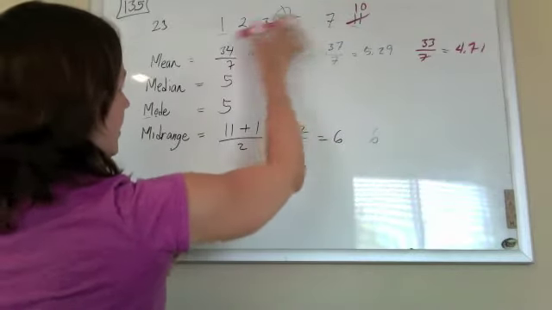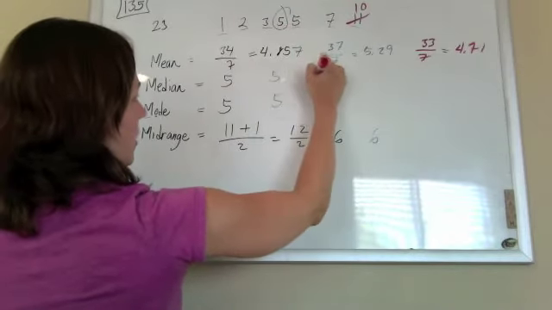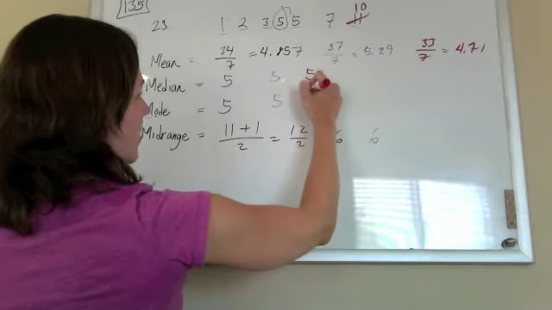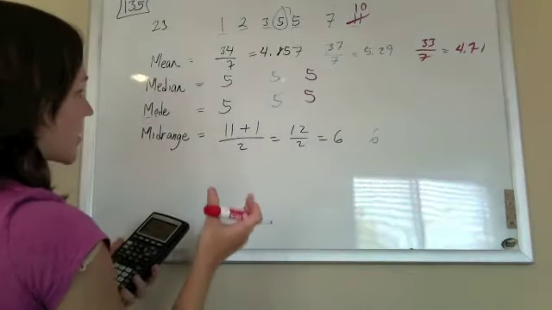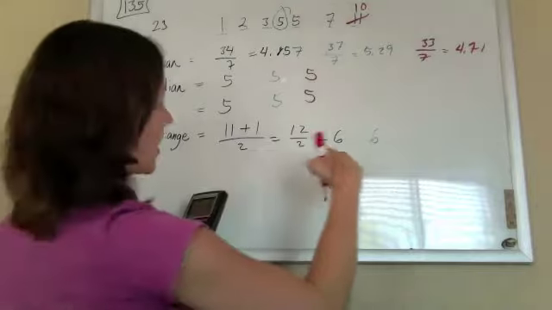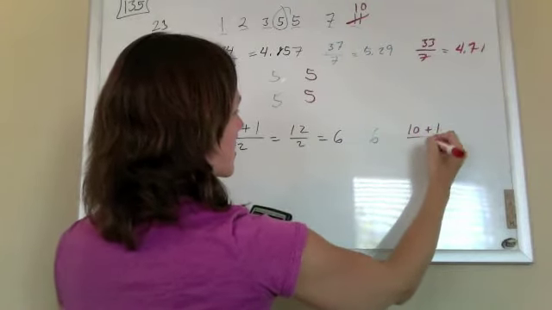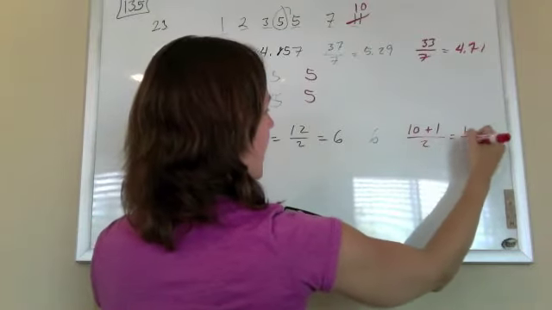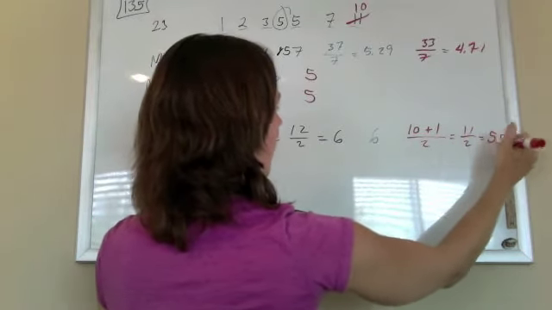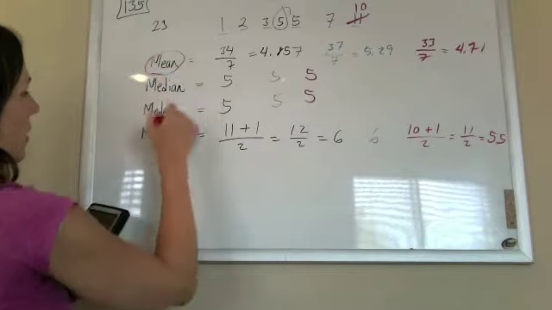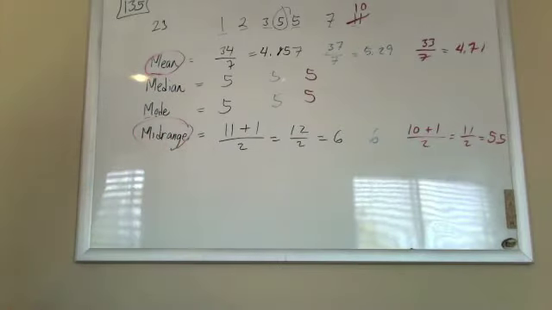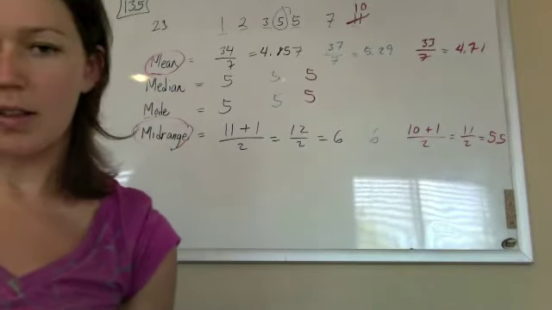The median's still a 5, that's still the middle number. The mode is still a 5 because we didn't add anything else. The mid-range is going to change though, because our highest number is 10, our lowest number is still 1. Divide that by 2, you get 5.5. So the mean and the mid-range changed for part D. And that's that.